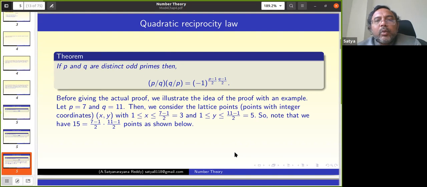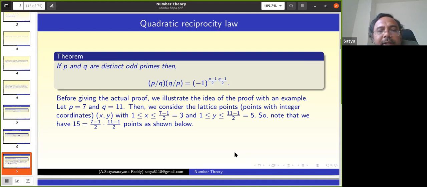So I am explaining with one example. P and Q are two distinct odd primes, then (P/Q)(Q/P) equals (-1) to the power (P-1)/2 times (Q-1)/2, right? So we'll explain with one example: P equal to 7 and Q equal to 11. We consider lattice points.